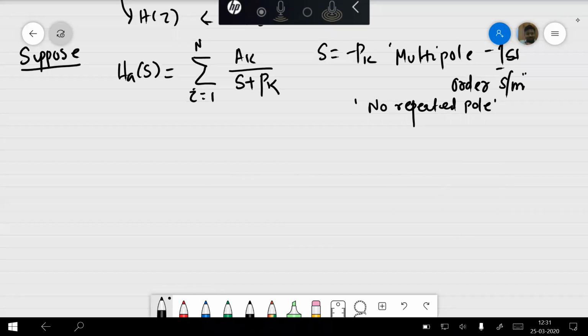No repeated pole. So if pk is 0, it is not unstable, right? It is critically stable or marginally stable. The Routh-Hurwitz criteria was very clear, right? If you remember in network theory, the Routh-Hurwitz criteria was quite clear. So these are the two conditions we are looking at. This is the first.